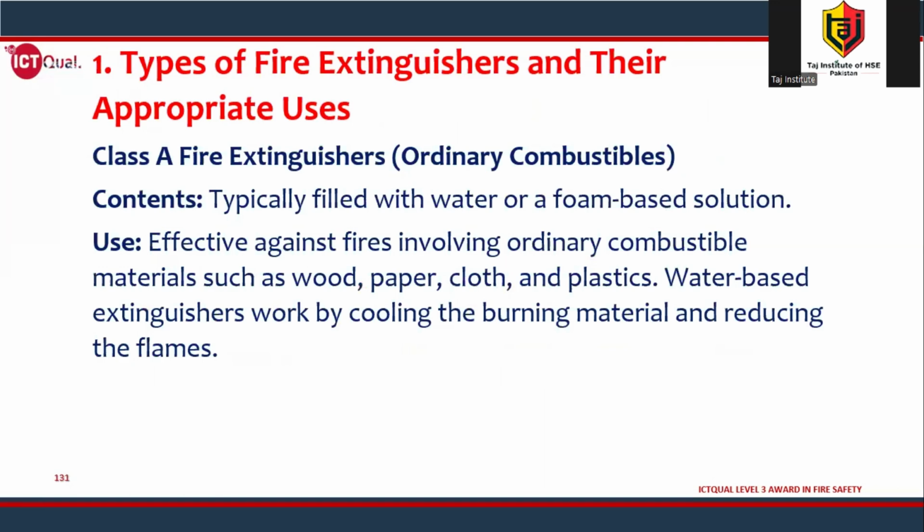Types of fire extinguishers and their appropriate uses. Number 1, Class A fire extinguishers. This is the first class of fire extinguishers. Class A, typically filled with water or a foam-based solution, is effective against fires involving wood, paper, cloth, or plastic. Water-based extinguishers work by cooling the burning material and reducing the flames.